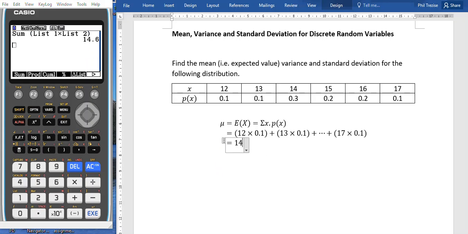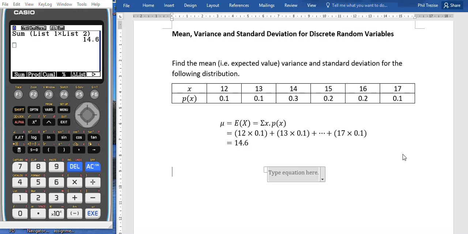So I'll just put that here in my working. 14.6 is the mean, the expected value. If we had a very large sample, say we ran this experiment 1,000 times, and we took a note of all the different values that we collected, and then we did the mean of those values, we would expect it to be very close to 14.6. The bigger the sample size, the closer it would be to expectation. There it is. It's really a weighted mean.